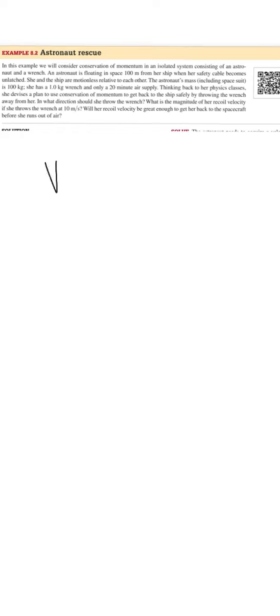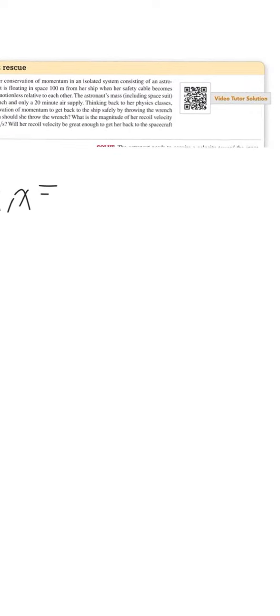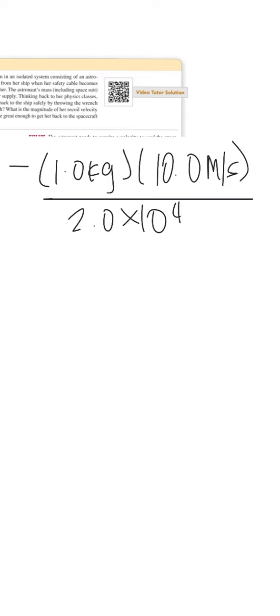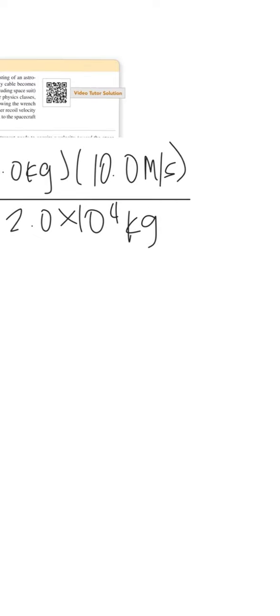So we have VAX, and this is equal to negative 1.0 kilograms times 10.0 meters per second over 2.0 times 10 to the 4th kilograms meters per second.